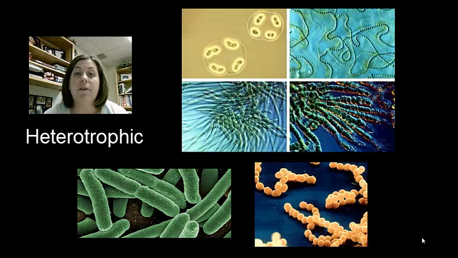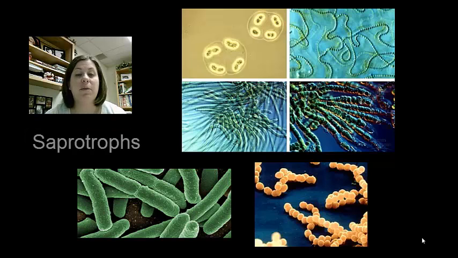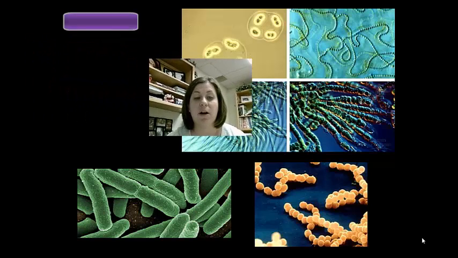Most bacteria, however, are heterotrophic. This means that they have to take in their organic nutrients. More specifically, a lot of them are going to be what we call saprotrophs. Saprotrophs means that they break down dead organic material, so they're going to help in the decomposition process.